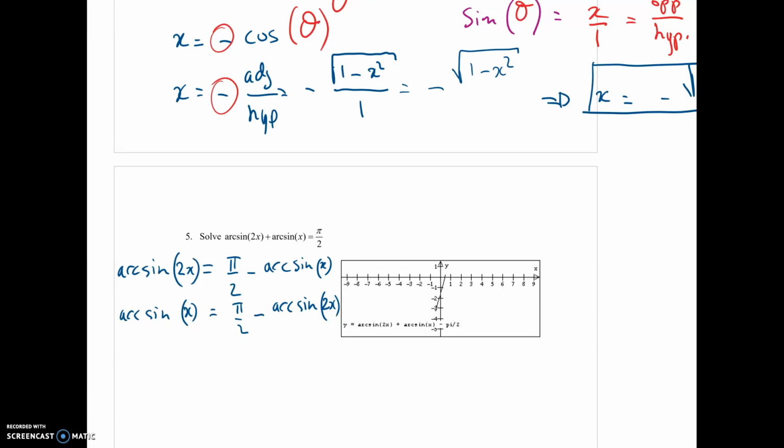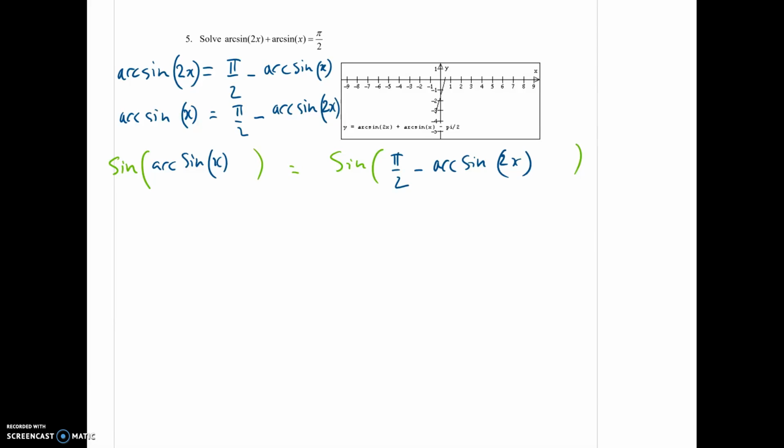There is no difference. So if I do the second one, I'm going to take the sinus of both sides. I'm going to have the sinus of arc sinus of the angle x, and right here the sinus of pi over 2 minus arc sinus of the angle 2x. Arc sinus of the angle x, I know it's going to be equal to x, and now what I have is the sinus of the angle pi over 2 minus arc sinus 2x. So I'm going to use the sine difference formula.